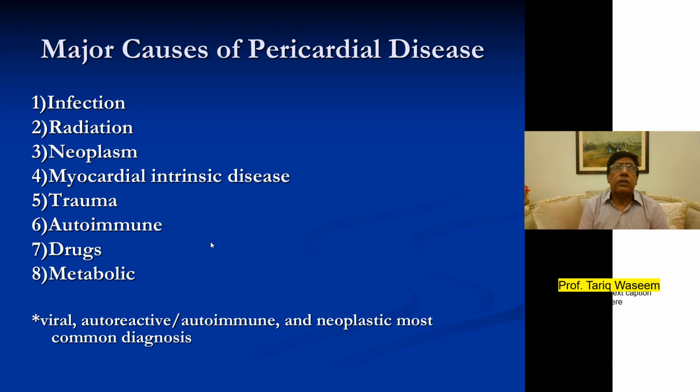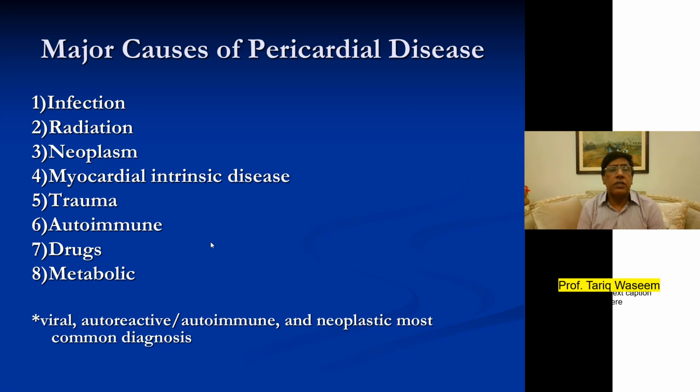Pericardial diseases, the main significant etiologies or causes, can be infections. It can happen following radiation for other reasons, like someone undergoing radiation for malignancies, like bronchogenic carcinoma, or as a result of treatment in breast cancers. Primary neoplasms themselves can involve the pericardium and can lead to accumulation of fluid and pericardial effusion.